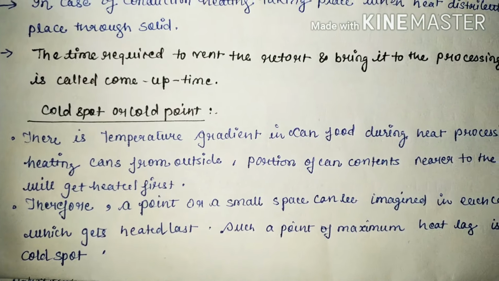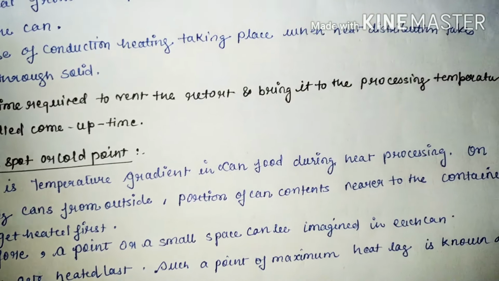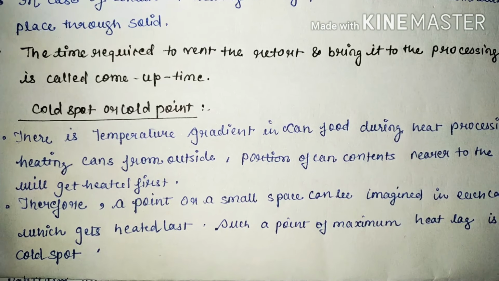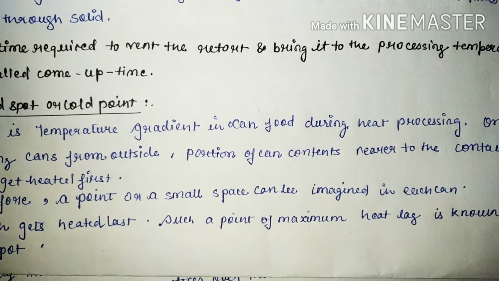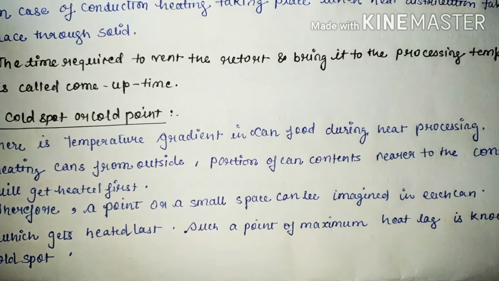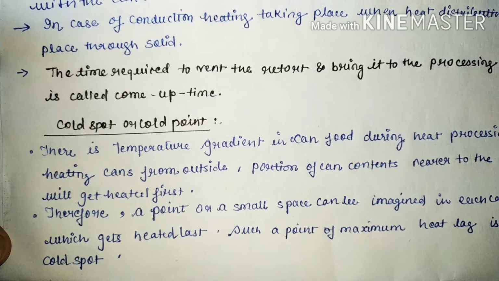On heating the can from outside, the portion of the can nearer to the container will get heated first. Therefore, a point or small space can be imagined in each can which gets heated last. Such a point of maximum heat lag is known as the cold spot.